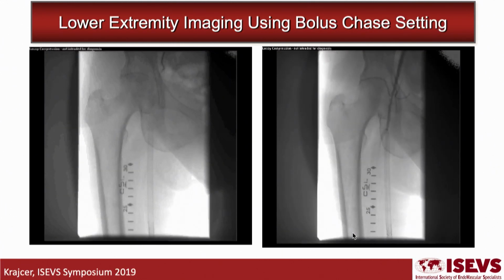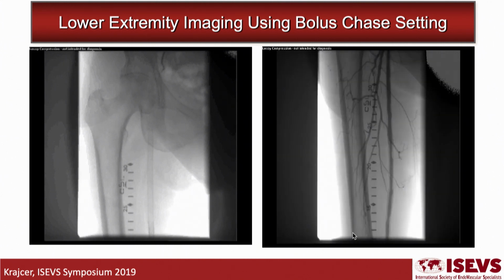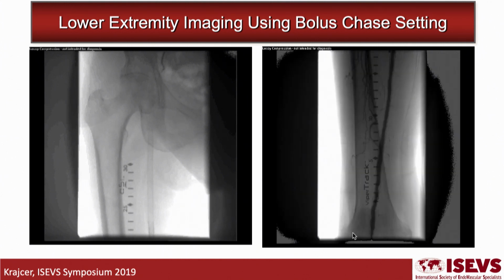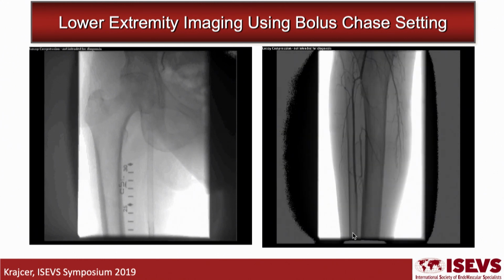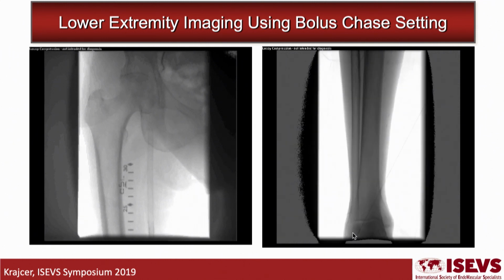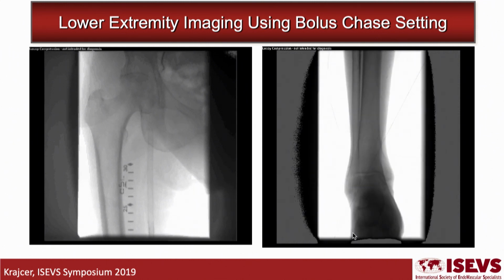Now, what we can see here is what we use on a routine basis, the so-called bolus chase setting, which is angiographic imaging, identifying the anatomy, starting in the lower extremity from the external iliac artery, going all the way down to the distal vessels in the foot. That will, in one image, clearly define the anatomy and address the problem that exists and guide us to the most appropriate mode of intervention.